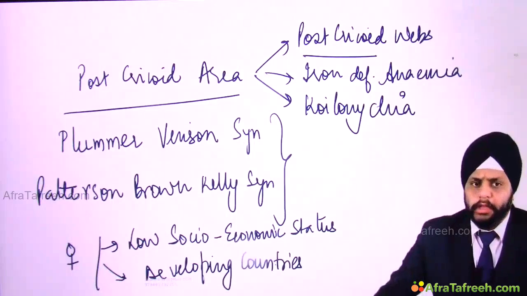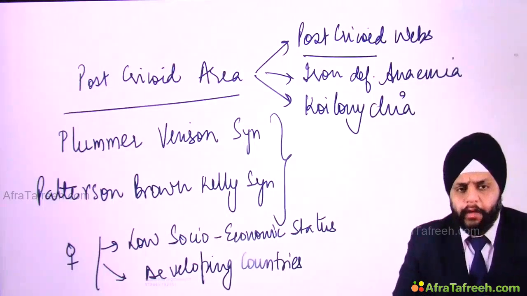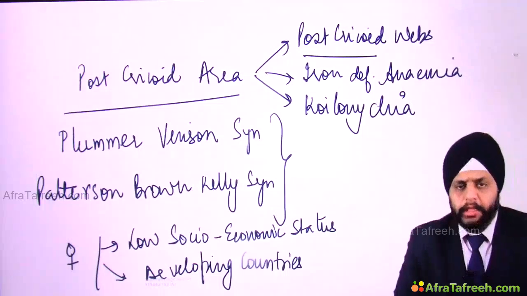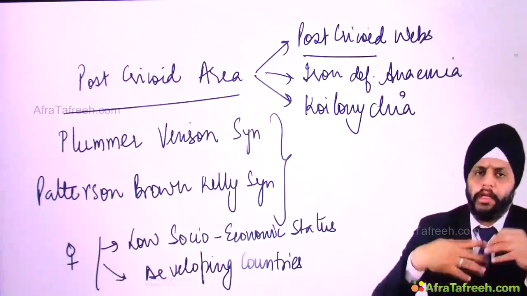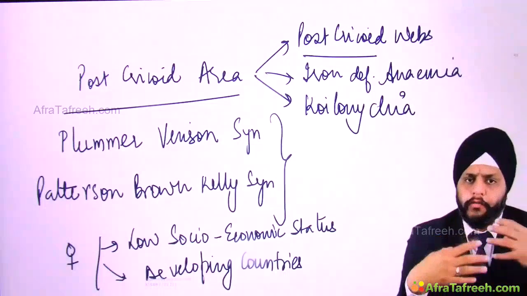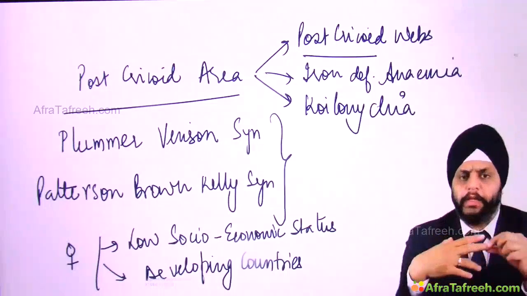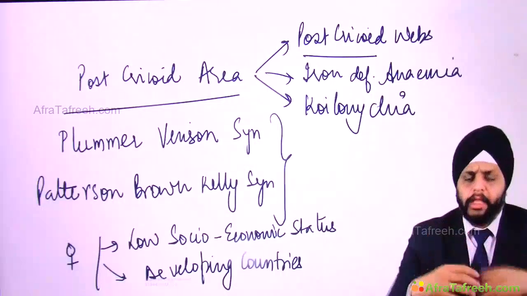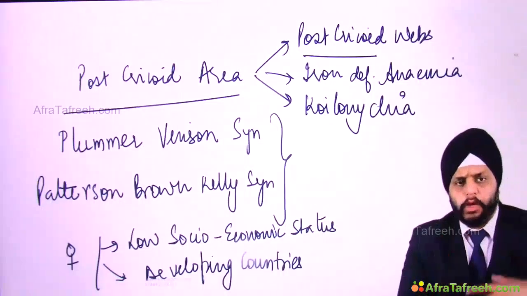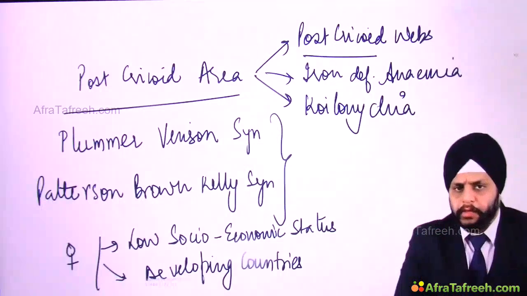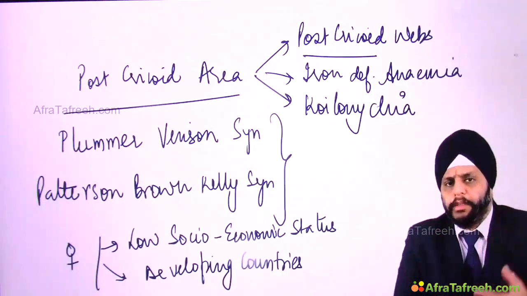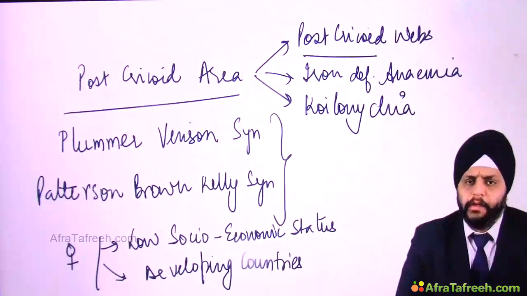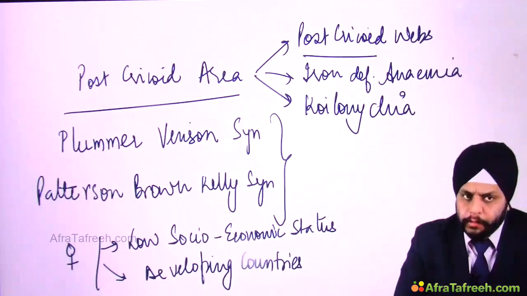Okay, now in these females we have iron deficiency anemia, and that leads to koilonychia. Koilonychia is a presentation of iron deficiency anemia where we have spoon-shaped nails, and then there are post-cricoid webs. These post-cricoid webs lead to dysphagia that further aggravates the problem of iron deficiency anemia and more formation of webs.